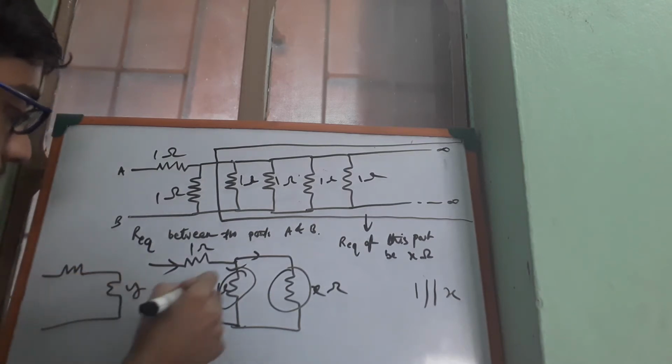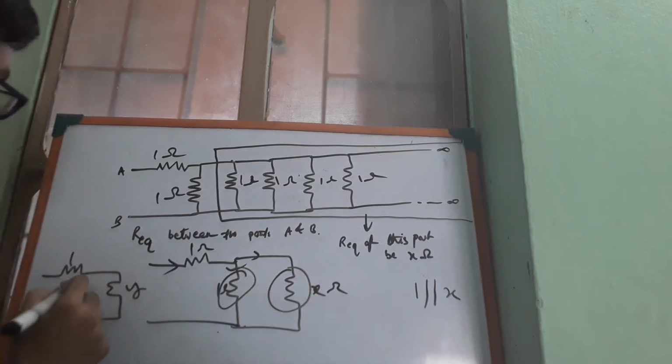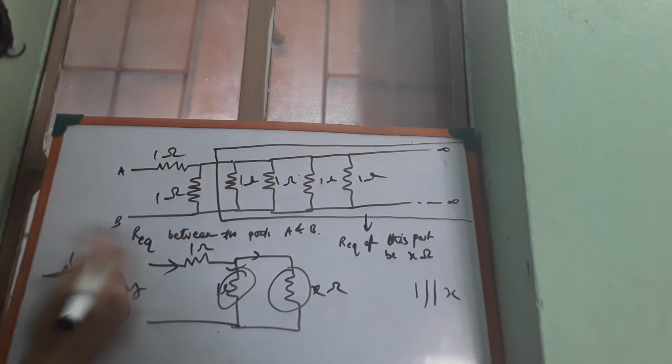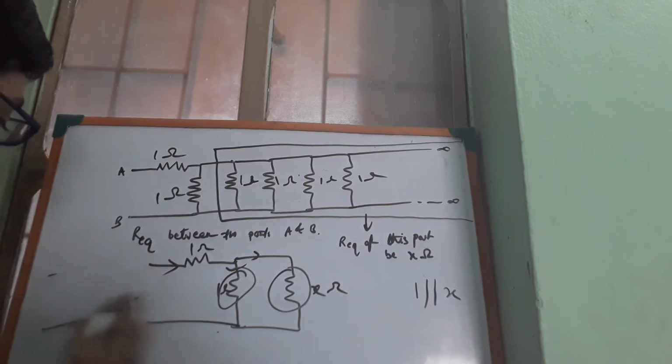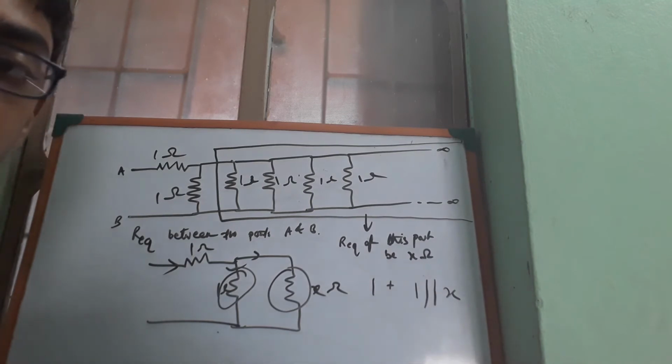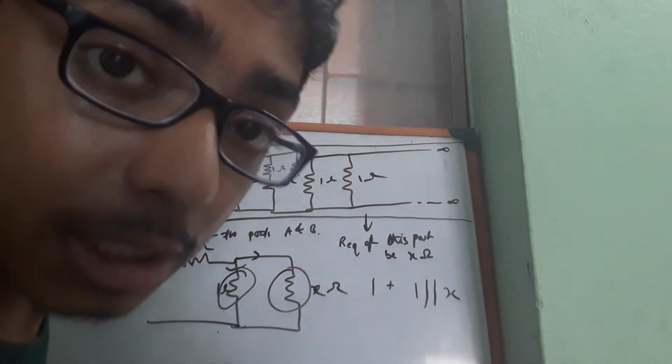Here y is the equivalent resistance of 1 parallel to x, and this is 1. Now in this circuit, 1 and x are in series because the same current is flowing through them. In a series connection we just add, so we need to add 1 to 1 parallel to x. That will give us our answer. Now what is 1 parallel to x?